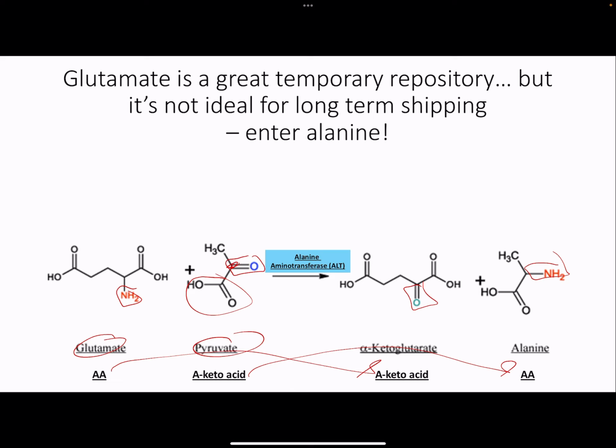Well, glutamate might be a good storage for ammonium, but we're doing this in the muscle. I don't want to store it in the muscle. I want to get rid of it. How do I get it to the liver? Glutamate's not allowed through the blood for whatever reason, but alanine is. Alanine can move through the blood. So we convert it into alanine so that it can go to the blood so it can get to the liver.